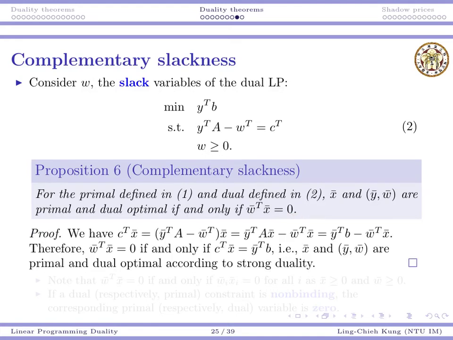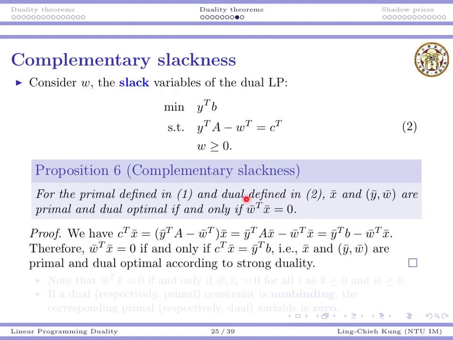So the first thing we know is that C transpose x bar is this one, because C transpose is nothing but y bar transpose A minus w transpose. Okay, so now this can be split into 2 terms, and the first thing here, Ax equals b, so the first term becomes y bar transpose b. So we know the left hand side must be equal to the right hand side for any given primal and dual feasible solutions.